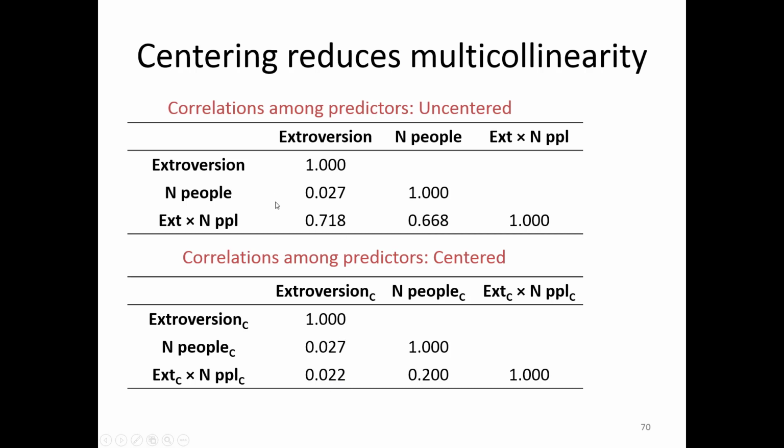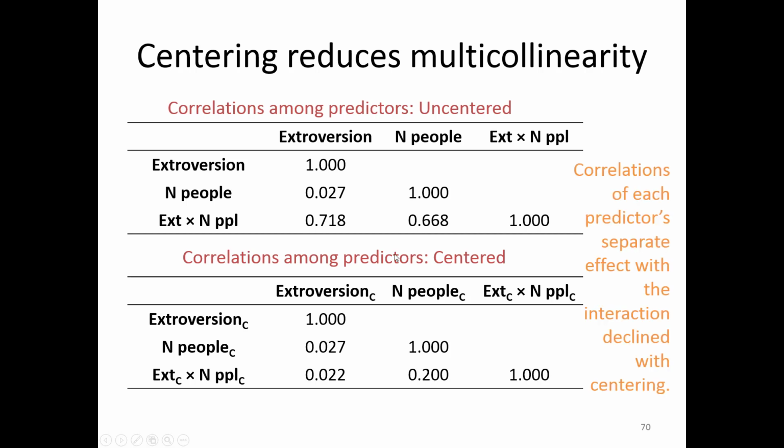So if we look at these same correlations now with our predictors centered, it doesn't change anything, of course, for the correlation between extroversion and number of people talked to, but it does change the correlations between each lower order predictor and the interaction term. So now 0.02 and 0.2, which is much better than these up here. Those correlations of each predictor's separate effect with the interaction declined with centering.